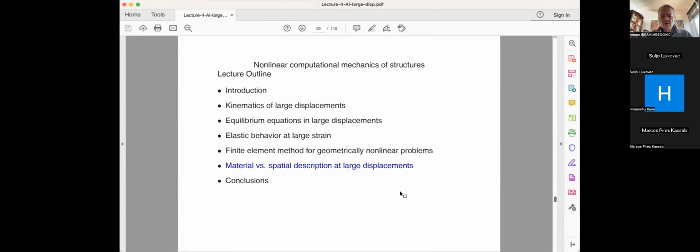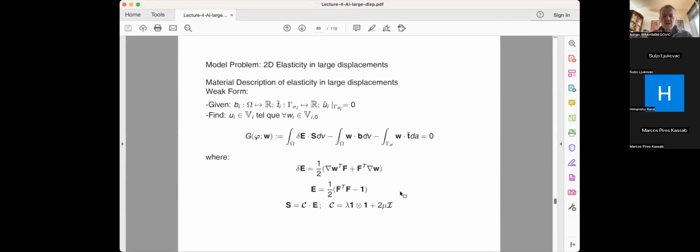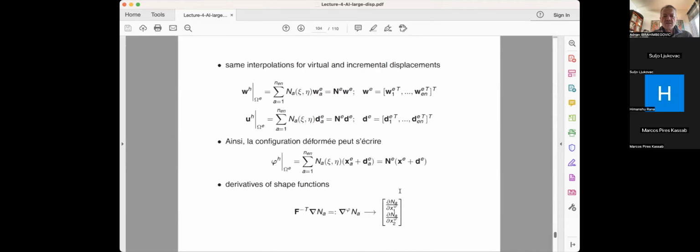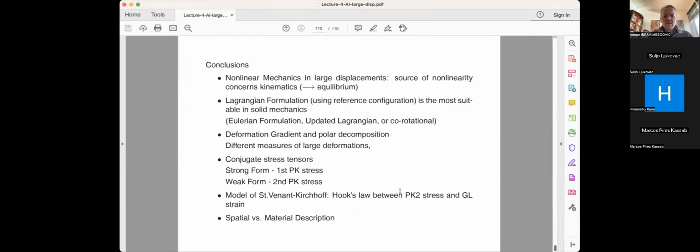this material which was spatial description, large displacement, and basically covered there. So what I covered in today's lecture, skipping all this, was the fact that you have nonlinear mechanics in large deformations. The main source of the nonlinearity is kinematics. Then we use the Lagrangian formulation as opposed to fluids people using Eulerian, or other people using updated Lagrangian or co-rotational.